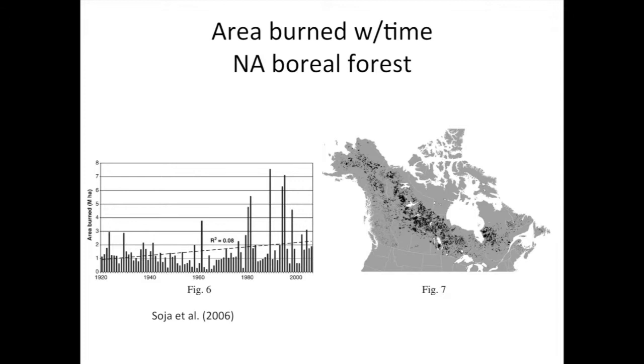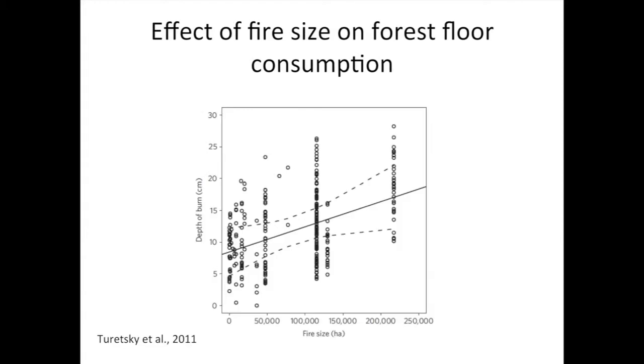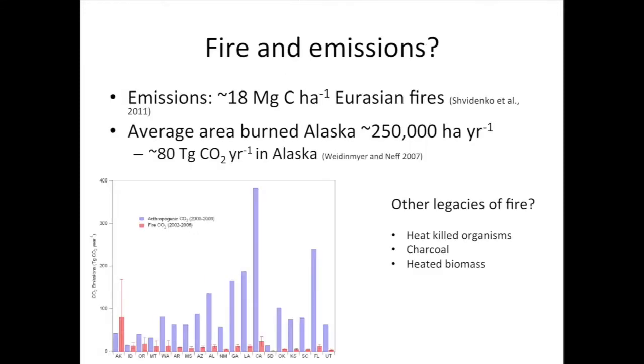Similarly, this figure from Soja shows a gradual increase in the area burned throughout Canada and Alaska over time. And Turetsky's figure looks at the depth of the forest floor consumption with increasing fire size. So we have some concerns to consider with loss of carbon from our boreal systems with increasing fire occurrence in a warming climate.